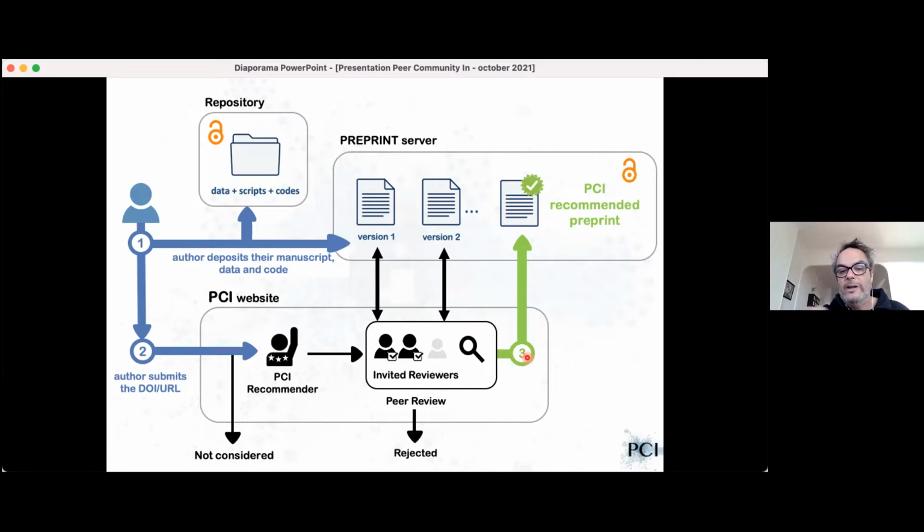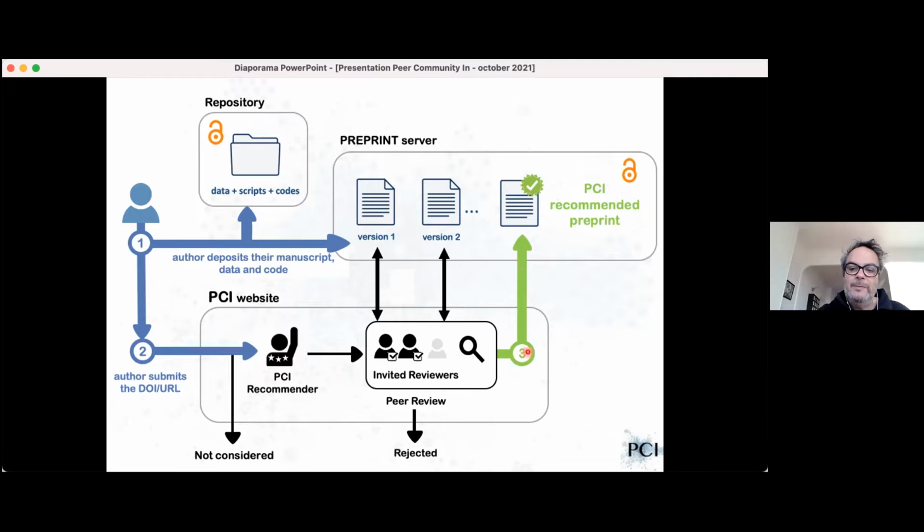So maybe after one round of peer review or 2 rounds of peer reviews, it depends on the situation, the PCI recommender takes a final decision to reject your article or to accept it. And if there is an acceptance of your article, then the authors are required to post a final version of their preprint on the preprint server with a clear format and a clear display showing that it has been recommended and peer reviewed by the PCI.